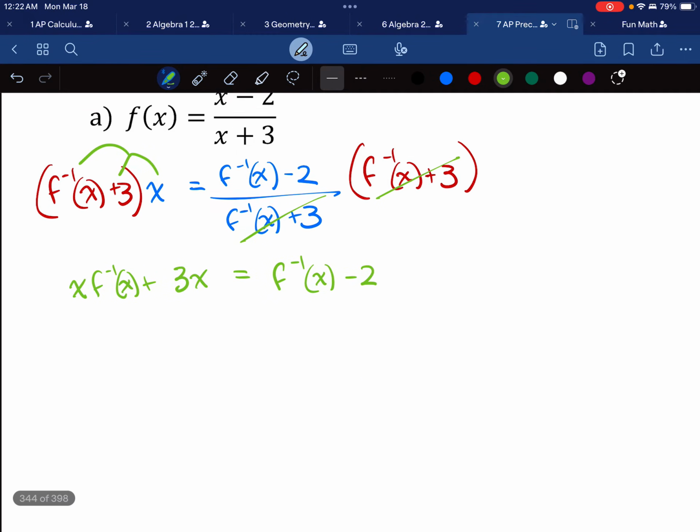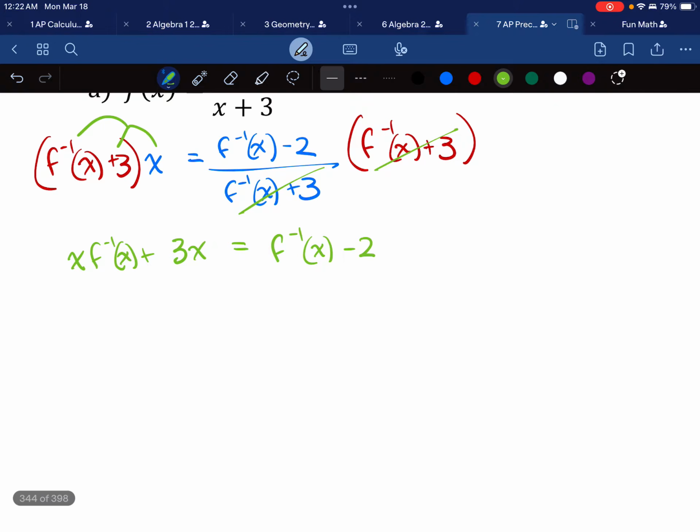Okay, the next step is a little bit tricky, but make sure you can do this. We want to get all the f inverse of x units on one side and everything else on the other. So I'm just going to randomly say, let's put all the f inverse of x terms on the right side, which means this -2, I don't want it on the right side. It doesn't have any f inverse of x property. So I'm going to get rid of the 2 by adding 2 to both sides.